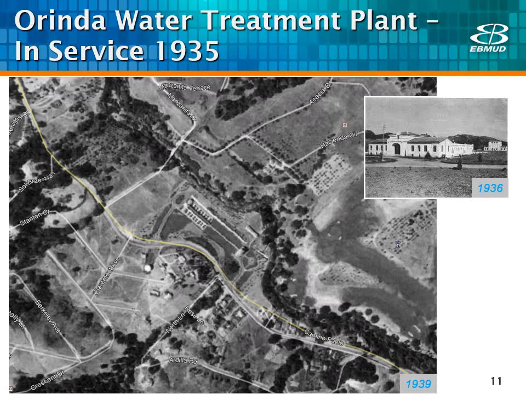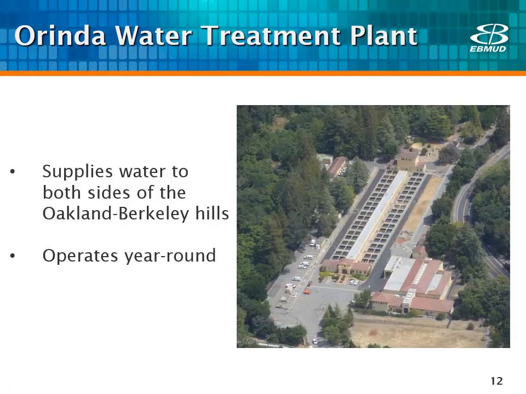The Orinda Water Treatment Plant has been in service since 1935, even before the Caldecott Tunnel was constructed in 1937. The bigger aerial photo shows the future Camino Pablo roadway running diagonally across the photo, with the filter gallery building in the center in 1939, before much of the city was developed. Here is a recent picture of the Orinda Water Treatment Plant. Camino Pablo is on the right, and Manzanita Drive is just out of view in the foreground.